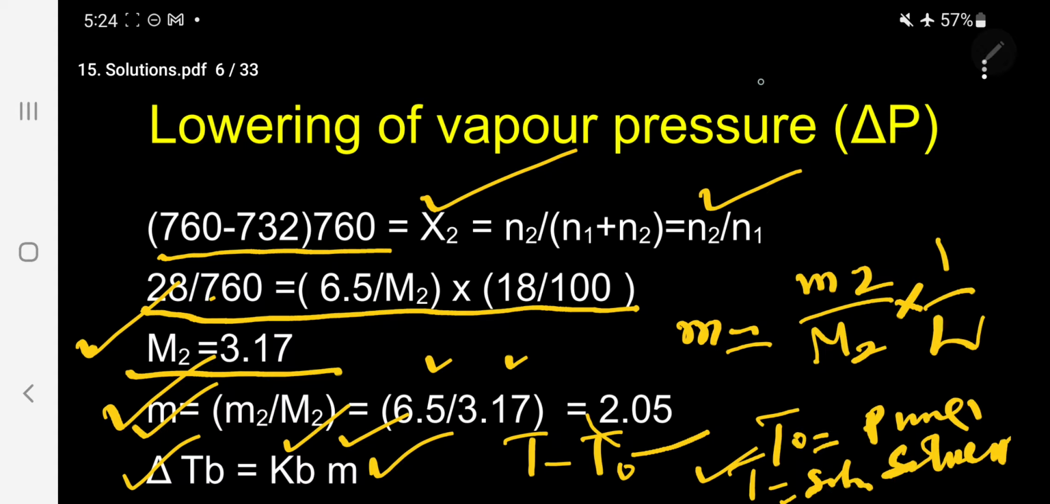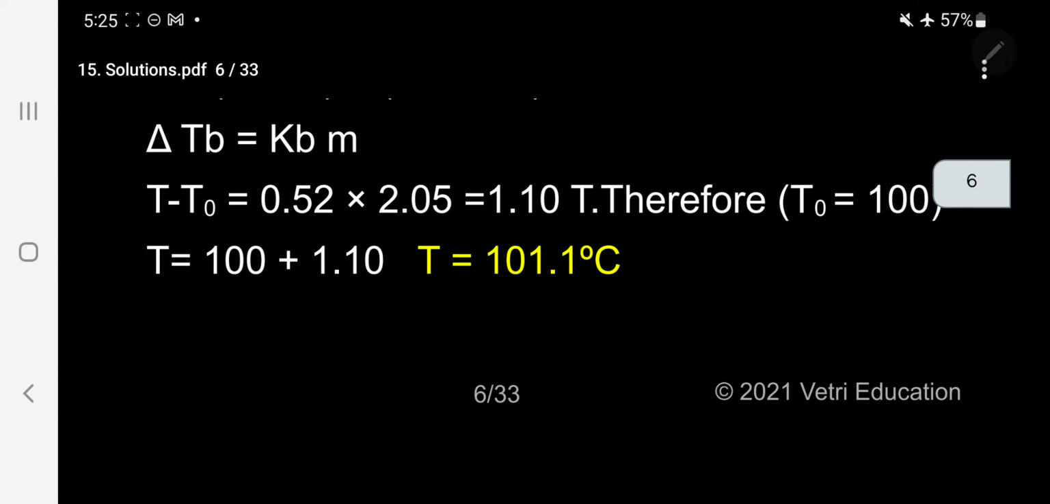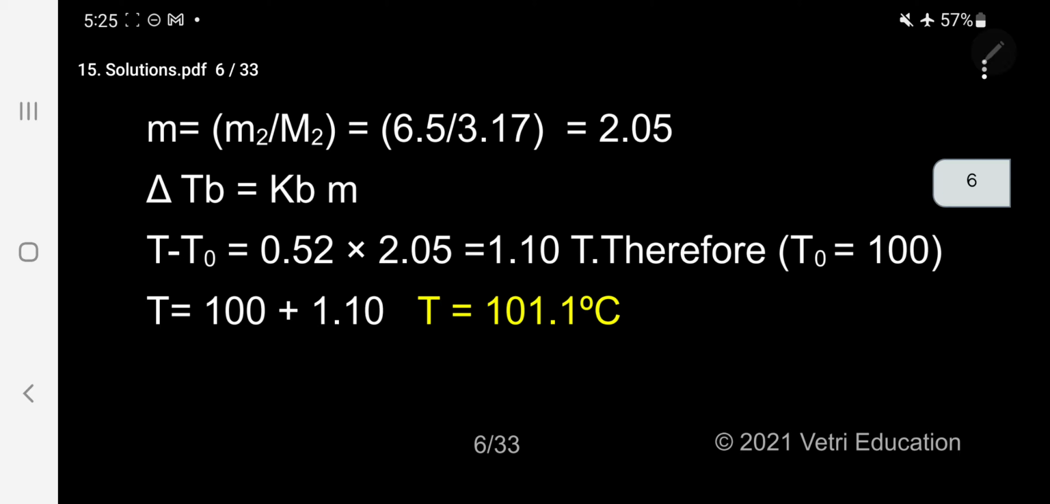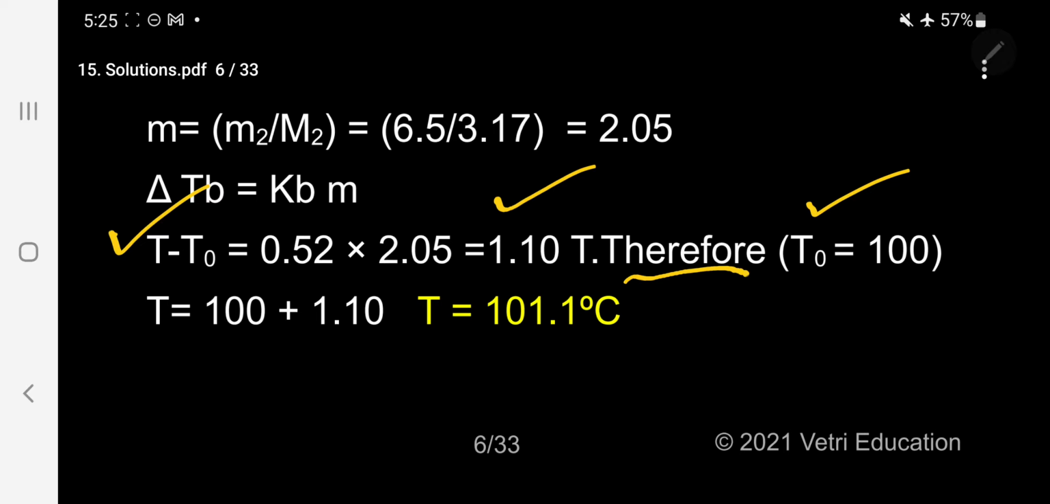So I have to do the calculation now. Just follow me. Kindly follow. What am I doing now? T minus T naught equal to this value. I am calculating 1.1. So T minus T naught is 1.1. Therefore, T naught equal to, we know, 100. The boiling point of water is 100. So T equal to 100 plus 1.1. So the answer is 101.1 degrees centigrade.